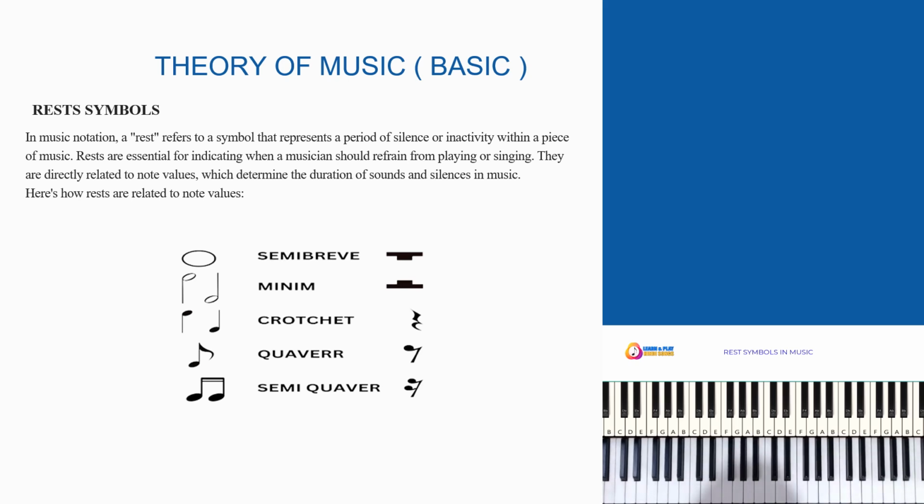So you'll find the whole note rest symbol is a small piece of dash hanging on the line. The minim, which is carrying 2-beat sound, if you want to show the rest or no sound, then this sign, which is the small piece of dash sitting on the line, is valid for 2-beat rest.